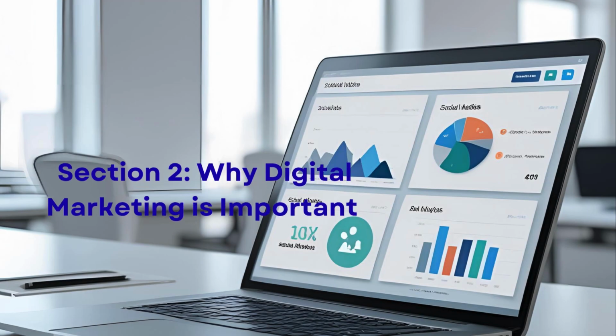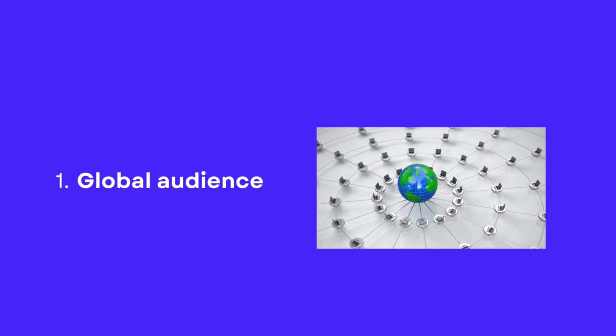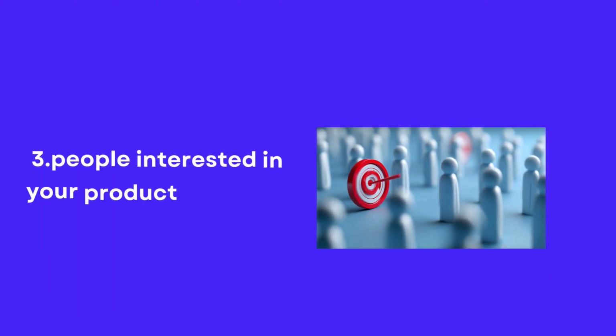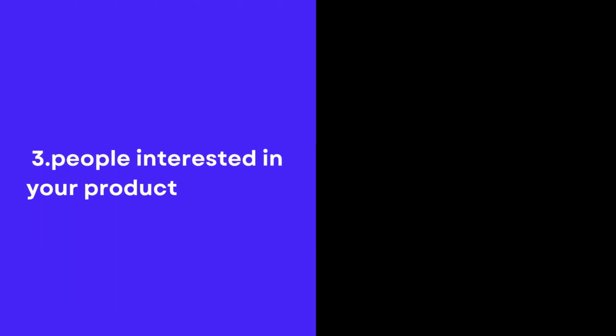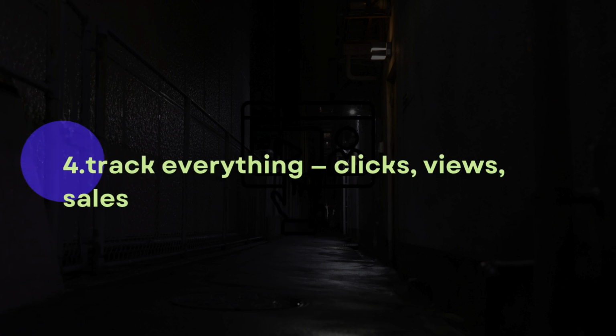Here's why digital marketing is so powerful. It helps you reach a global audience. It's more affordable than traditional marketing. You can target the exact people interested in your product, and you can track everything: clicks, views, sales. In simple terms, digital marketing helps you grow faster and smarter.